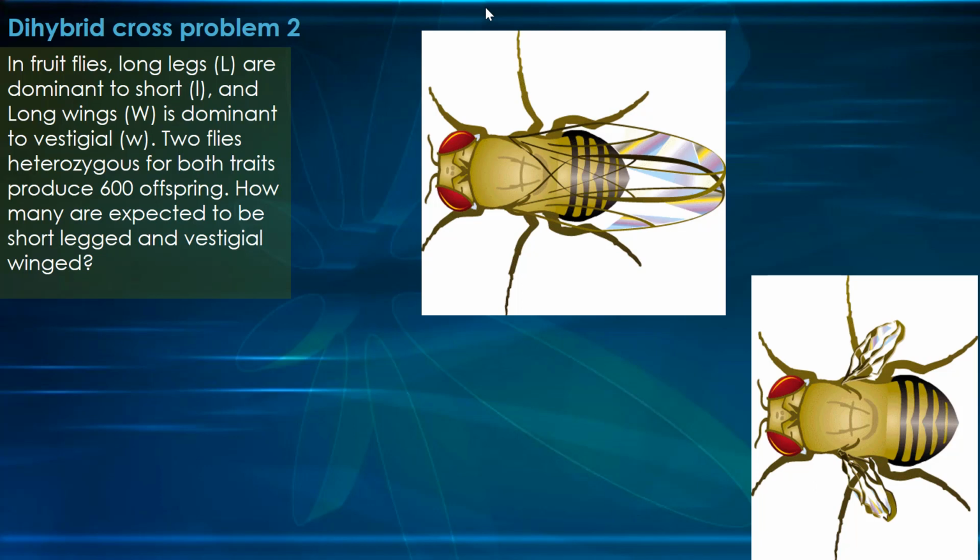Okay, let's look at our next dihybrid cross problem. In fruit flies, long legs, big L, are dominant to short, little l. And long wings, big W, is dominant to vestigial, or short, wings. So we've got two flies that are heterozygous for both traits. They're going to produce 600 offspring. How many are expected to be short-legged and vestigial? Well, we're going to have to do a Punnett square, two-trait dihybrid cross. Let's get into that.